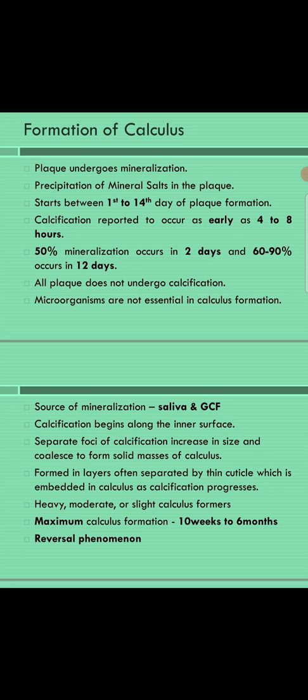Now here, in the formation of calculus, the most important points are: calculus formation starts in the first to 14 days of plaque formation, and calcification is reported as early as 4 to 8 hours on the first day, and 50% mineralization occurs in 2 days, and 60 to 90% occurs in the remaining 12 days. Next, the source is saliva and GCF. Next, on the basis of calculus formation, there are heavy, moderate, and slight calculus formers. Maximum calculus formation takes 10 weeks to 6 months, and after 6 months the calculus formation decreases, which is known as the reversal phenomenon.